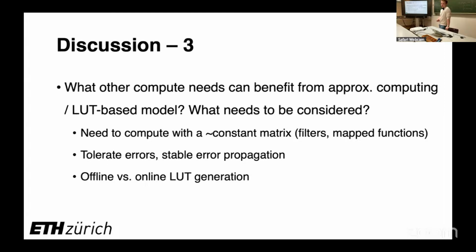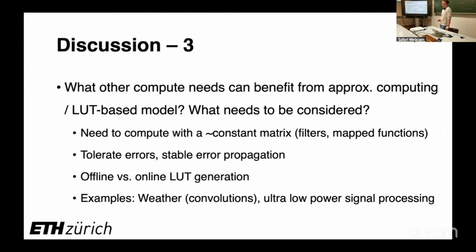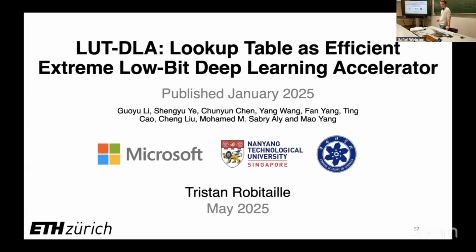All right. Yes, I was thinking of, for instance, weather, which is a lot of convolutions. We don't need super high accuracy. I mean, if it's 0.1 Celsius away from the theoretical value, it's fine. Or if we want super low power signal processing, like in wearables, anything that is battery operated, where compute is relatively expensive, then this, I think, could be a good way to use lookup table based models.